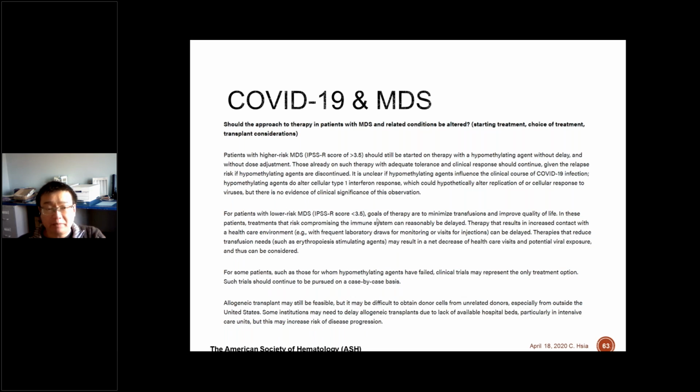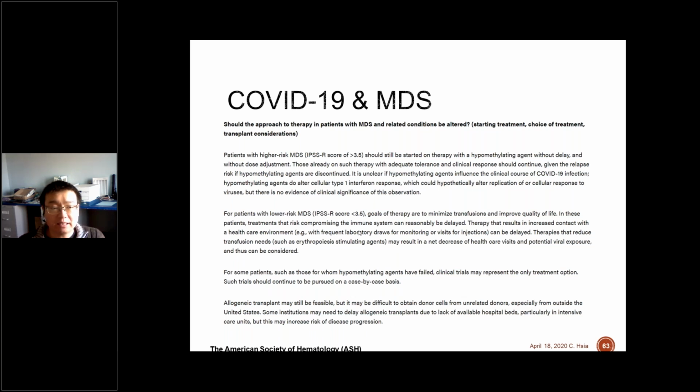For lower risk MDS patients, again, whatever scoring system you use, the goals of therapy are to minimize transfusions and improve quality of life. In those patients, treatments that risk compromising the immune system can be reasonably delayed because in the lower risk MDS, you have a little bit more wiggle room to balance the risk of exposing yourself with every visit to the hospital for either blood tests or transfusions versus slowing down the symptoms associated with the disease.